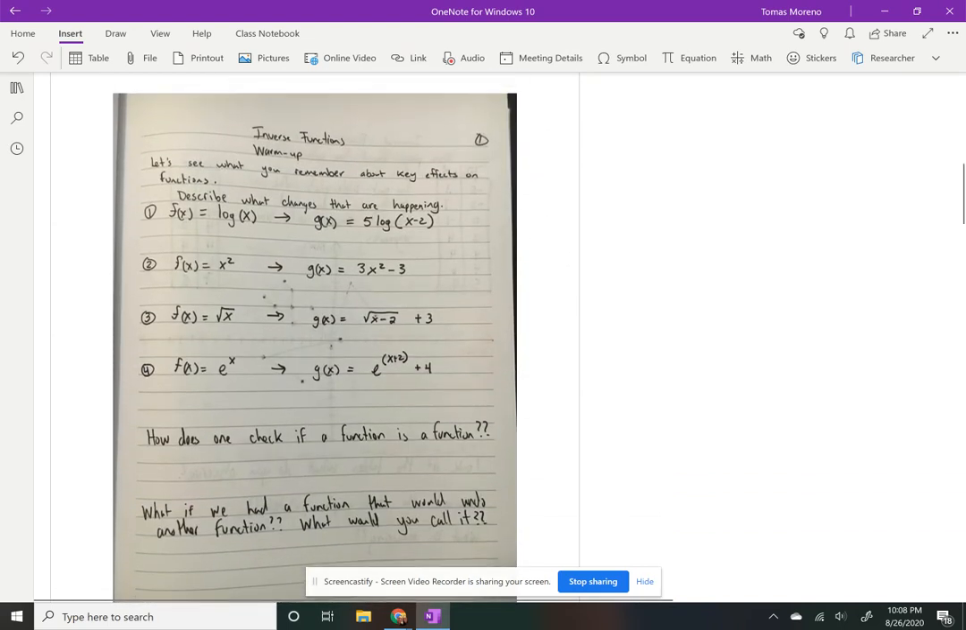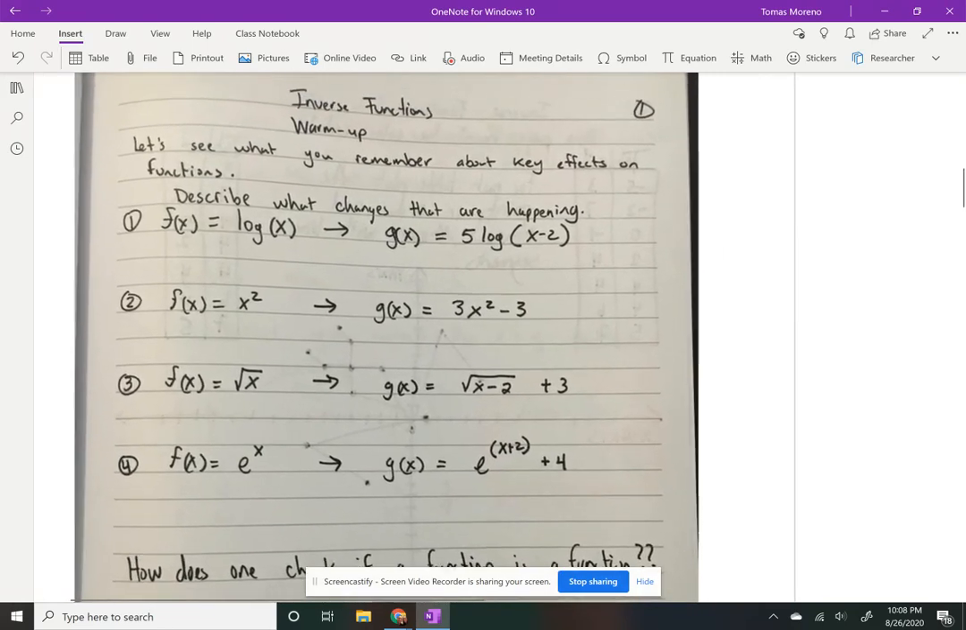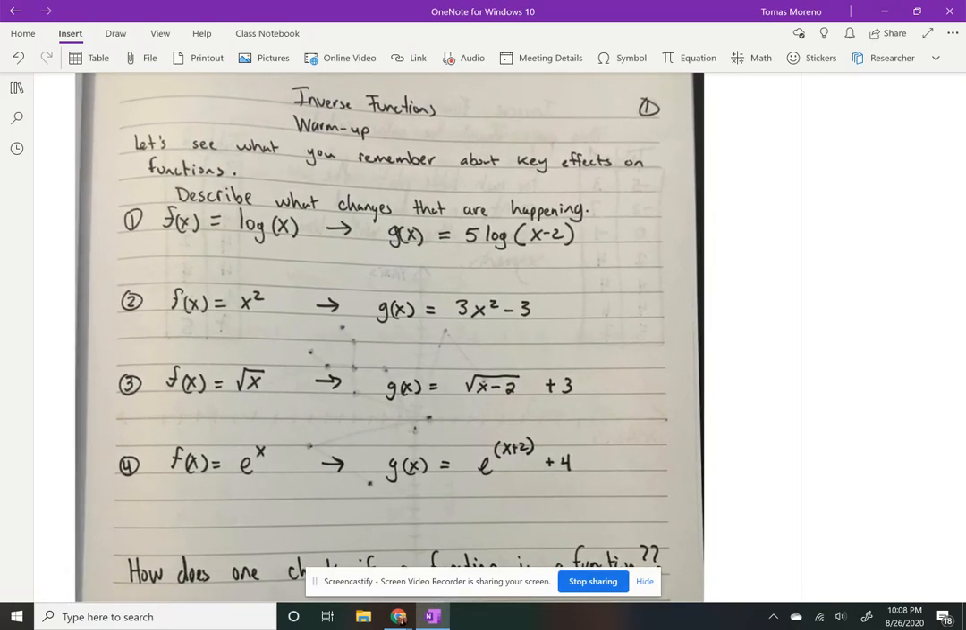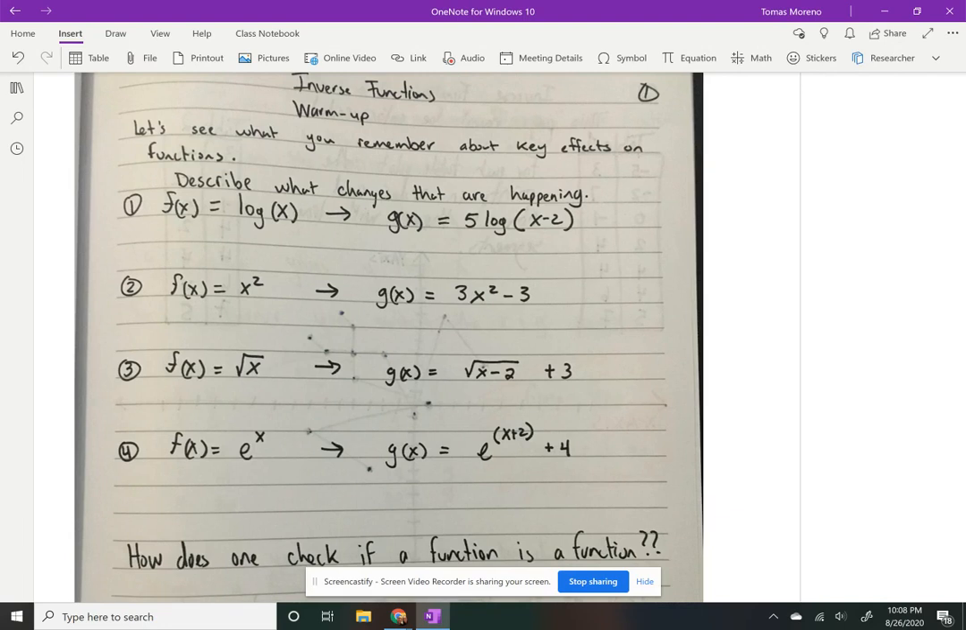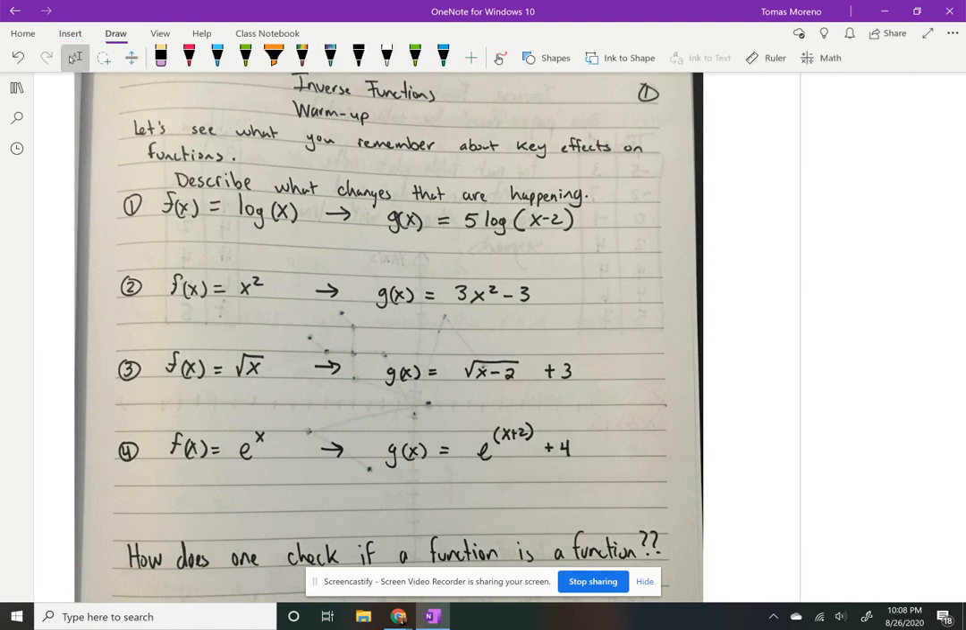All right. So before we get into the inverse functions, I want us to do like a little warm up. What I want you guys to do is try to remember what happens when you're going from this equation to this equation. So, if you have a calculator, put this in your y equals and then this one in your y2. So y1 and y2, and see the differences.